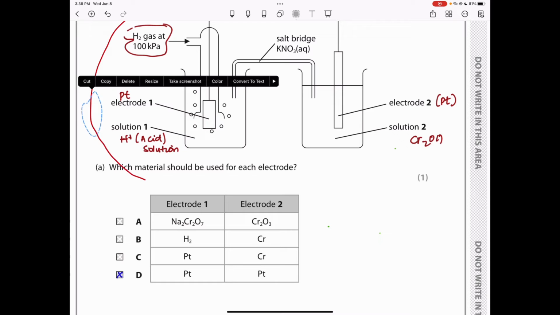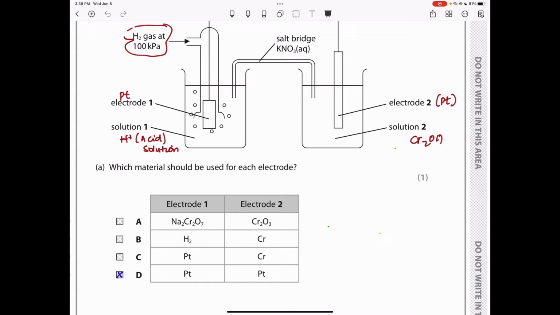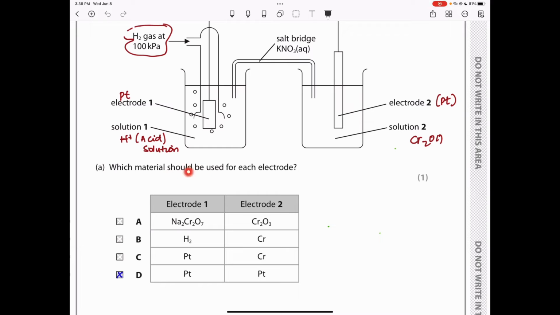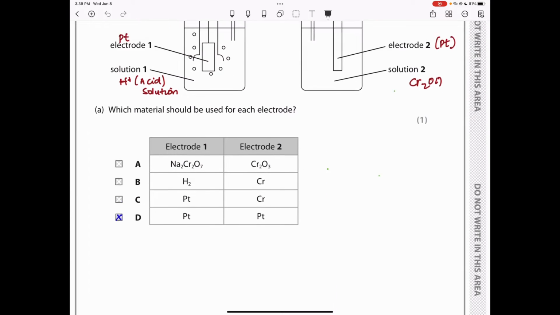Okay, let me erase this as well. The first question says, which material should be used for the electrode? Of course, like we already said, this is a standard hydrogen electrode, with hydrogen gas. The electrode here should be platinum as well. The electrode here should be platinum again because there is a mixture of solution of ions made up of the same metal. So platinum on both half cells.